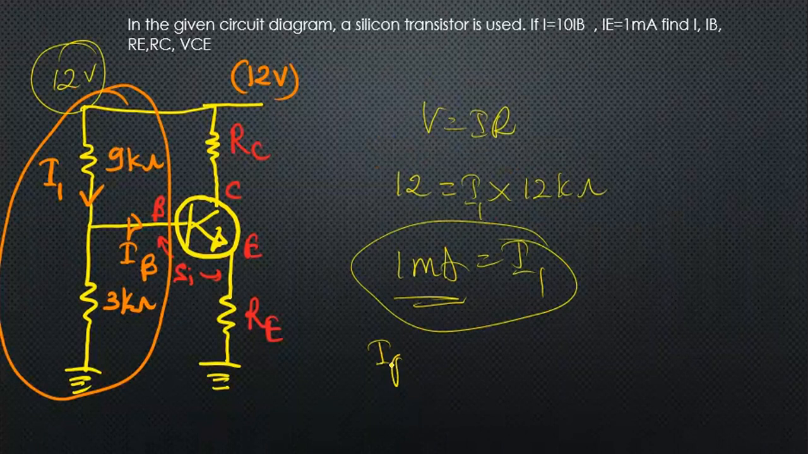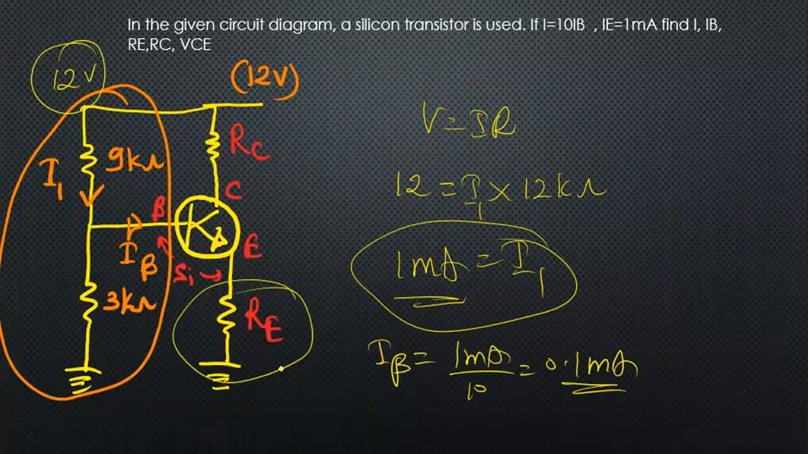Right, we have one answer. Then they are asking us to find IB. In the question they are telling us I1 equals 10 IB. So I1 we have found is 1 milliampere, and 1 milliampere divided by 10 gives 0.1 milliampere. That's IB.